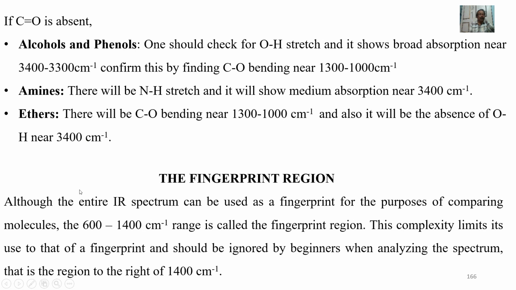The fingerprint region. Although the entire IR spectrum can be used as a fingerprint for the purposes of comparing molecules, the range between 600 and 1400 per centimeter is called the fingerprint region. This complexity limits its use to that of a fingerprint and should be ignored by beginners when analyzing the spectrum. That is, the region below 1400 per centimeter.